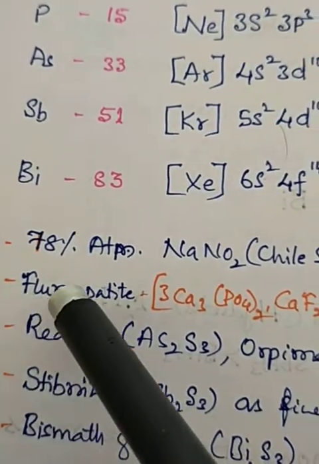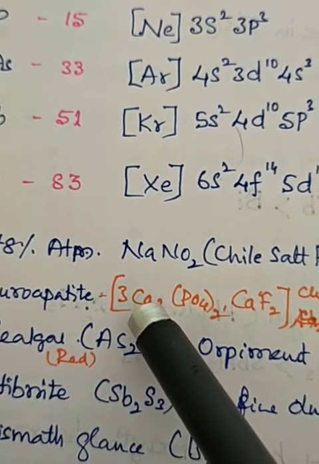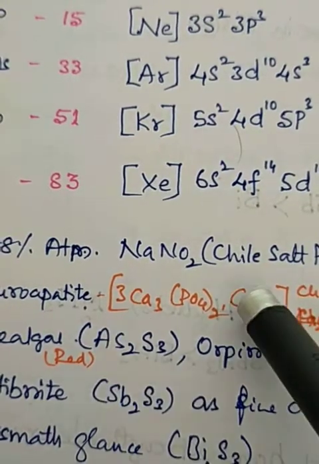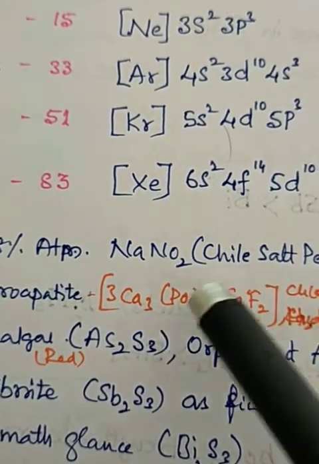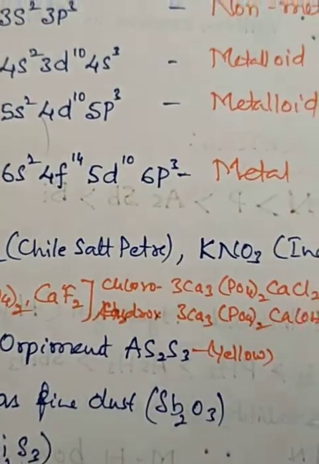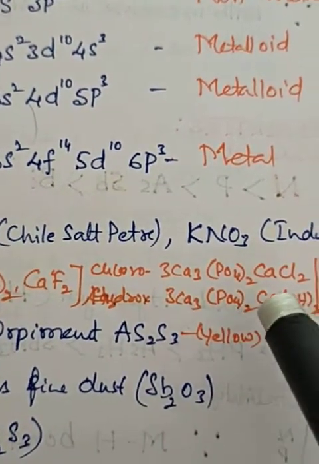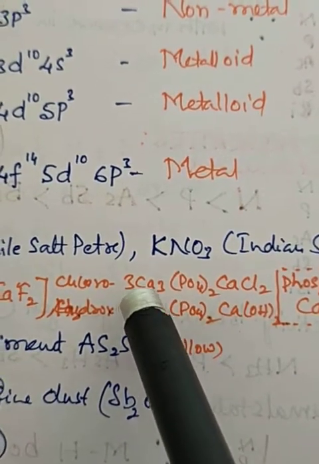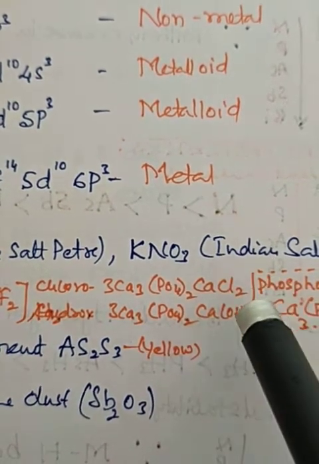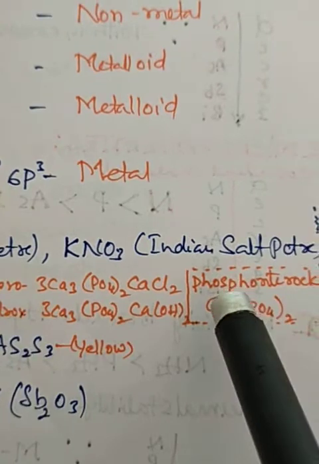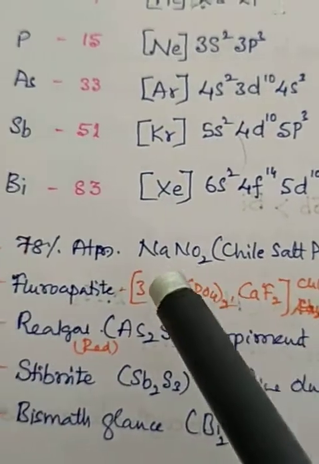Come to phosphorus. Phosphorus is in the form of apatite, fluoroapatite. Fluoroapatite is a combination of calcium, calcium, and fluoride, then phosphate. Then three different things come here: chloroapatite, fluoroapatite, hydroxyapatite. So different apatites are there. Chloroapatite is Ca3(PO4)2·CaCl2. If Cl2 is replaced by hydroxide, that is hydroxyapatite. Another is calcium phosphate. That's for phosphorus.